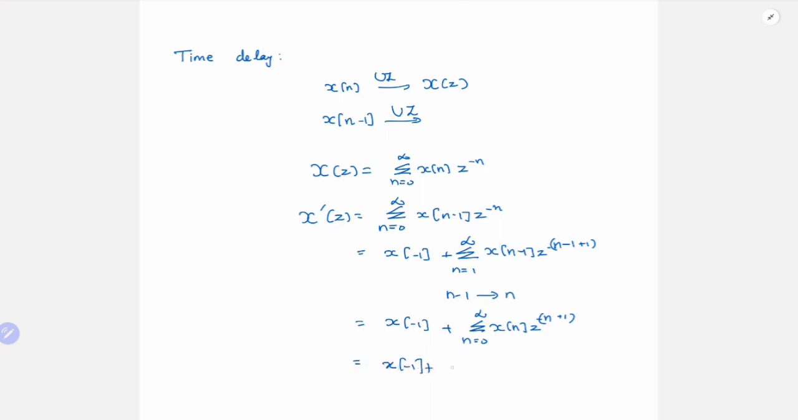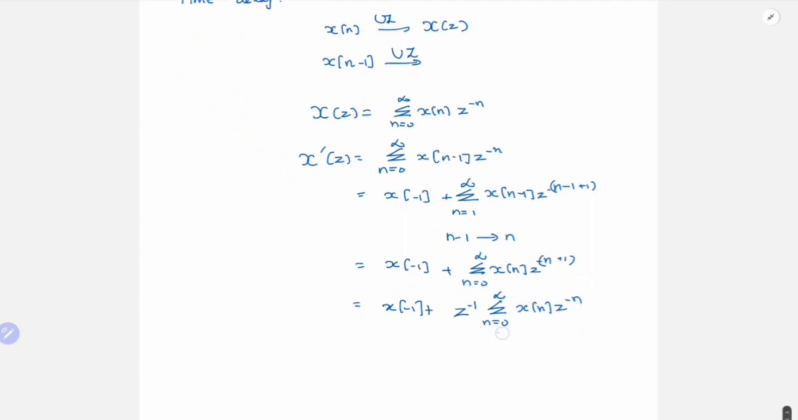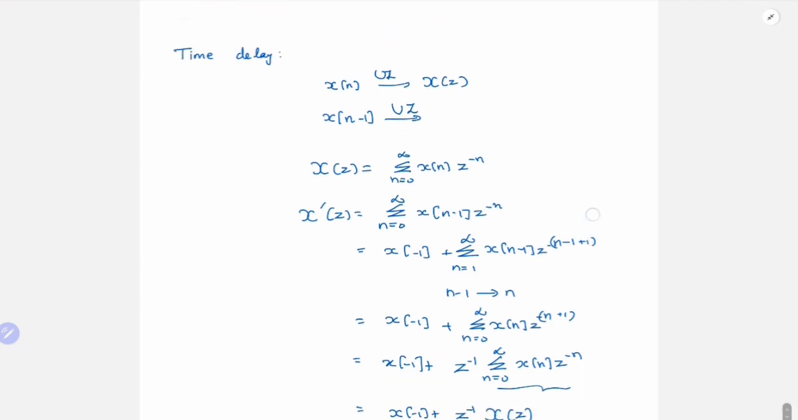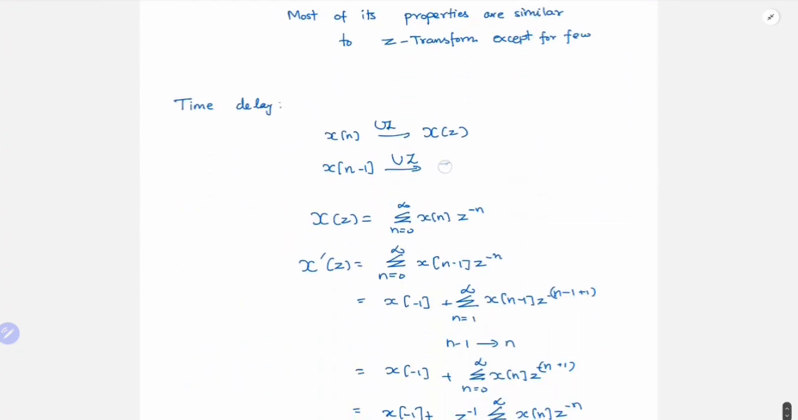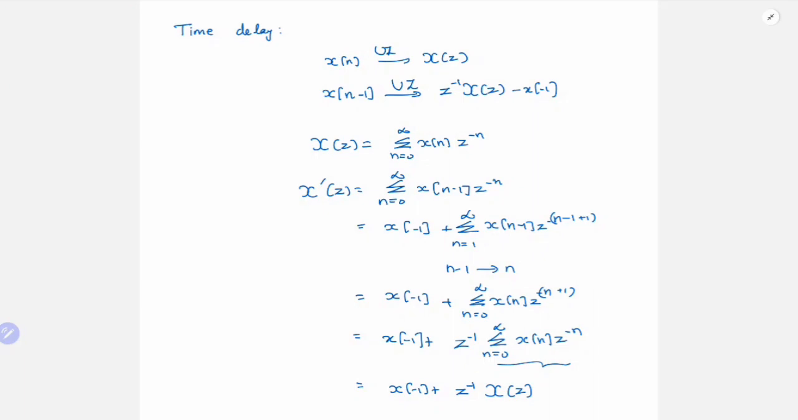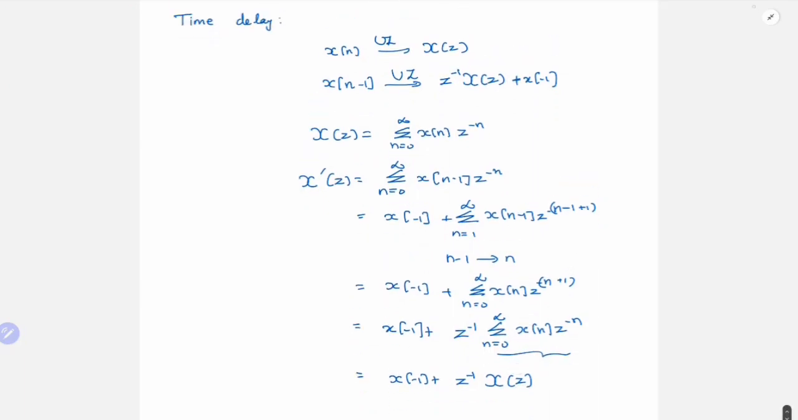So x of minus 1 plus z inverse summation n equal to 0 to infinity x of n z power minus n. So this is nothing but your x of z. So this is plus z inverse x of z. So this is going to be equal to z inverse x of z plus x of minus 1, correct? So this is for time delay.